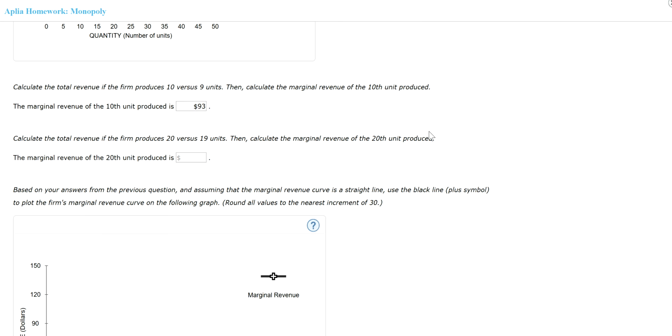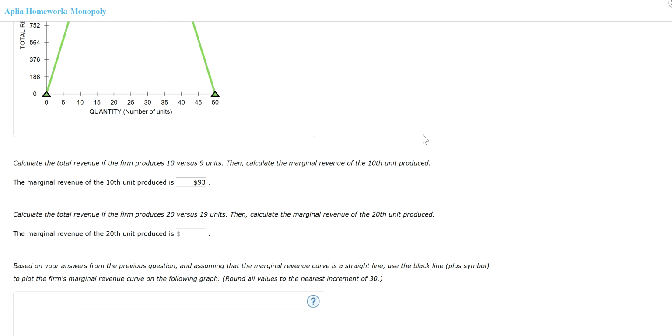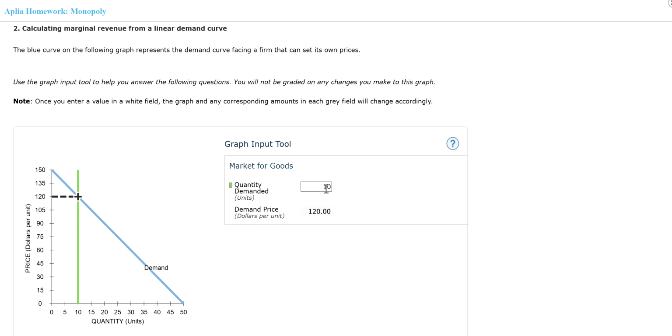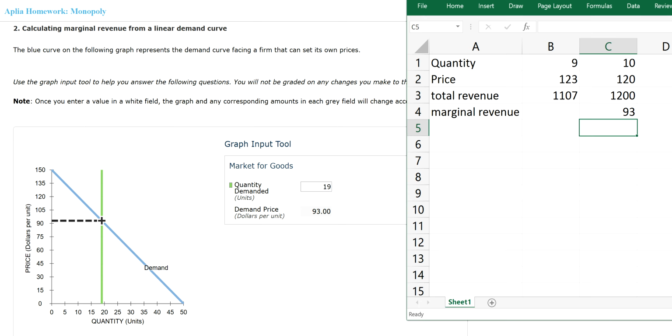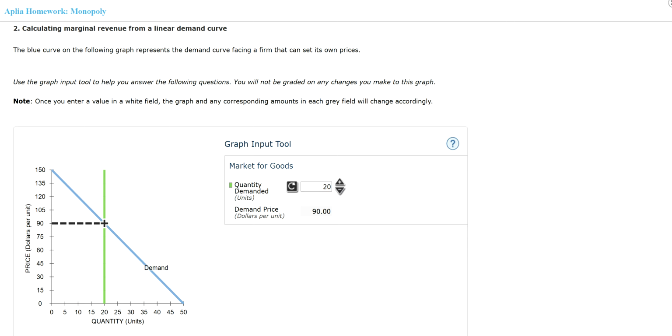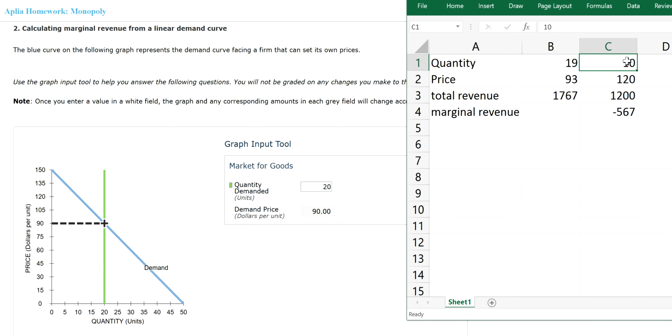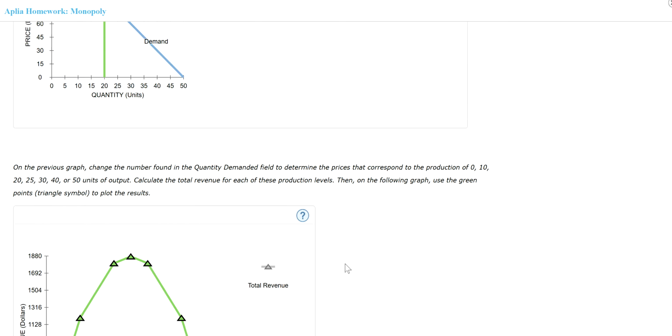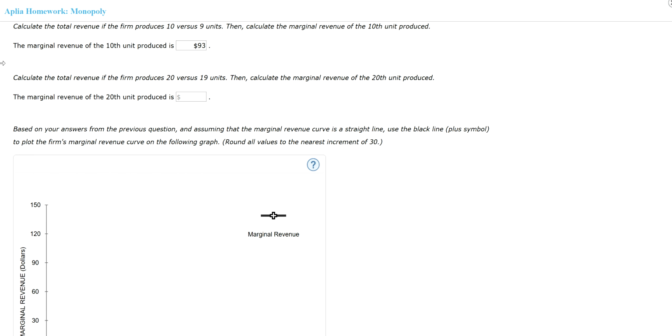All right, and then next we'll do the same thing for 20 and 19. So let's find out 19 first. For 19, quantity 19, your price is 93, then your total revenue is 1767, and then for 20, it's 90. So 20, 90, then the marginal revenue is just 33. Okay, so 33 for marginal revenue.